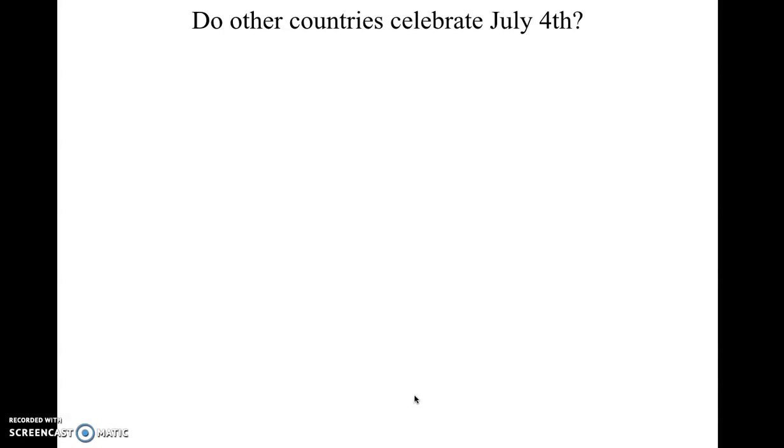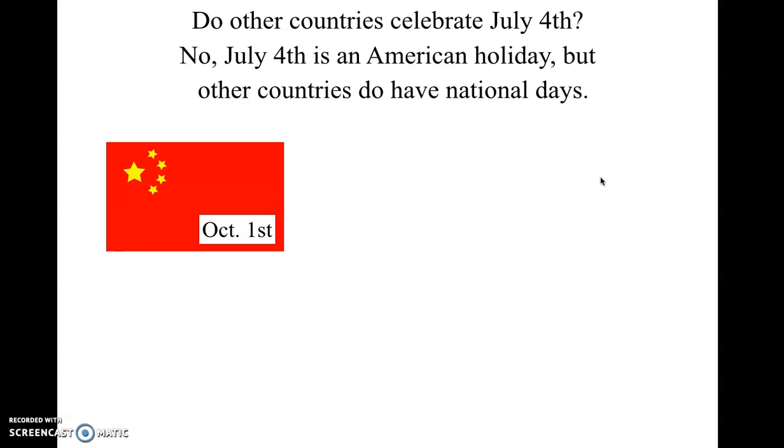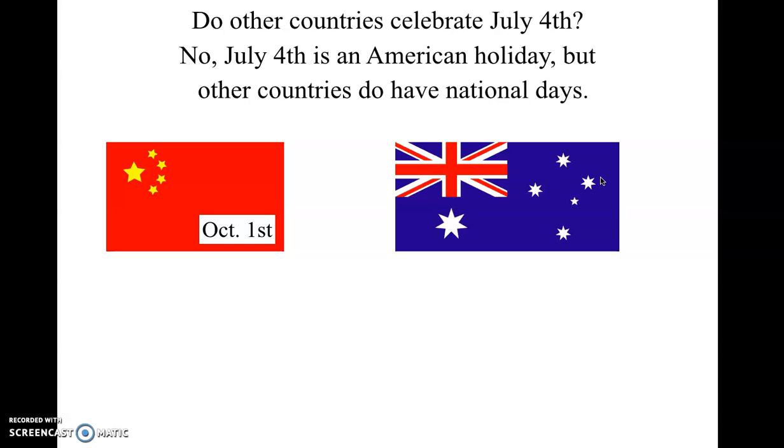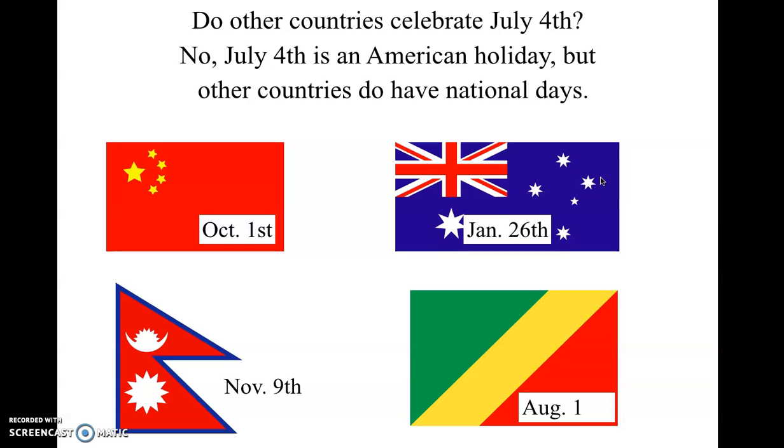Sometimes students will ask when I talk or teach about American culture, do other countries celebrate July 4th? No, July 4th is an American holiday, but other countries do have their own national days, right? Remember, National Day is just about a country. July 4th is about the United States. So, for example, China celebrates their National Day on October 1st, Australia on January 26th, Nepal on November 9th, and the Congo on August 15th. And there are many more independence and national days for countries around the world.